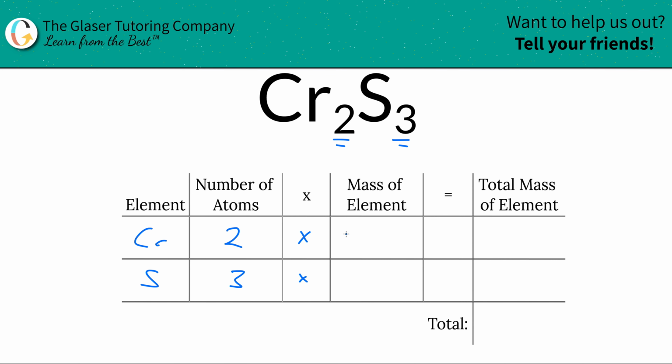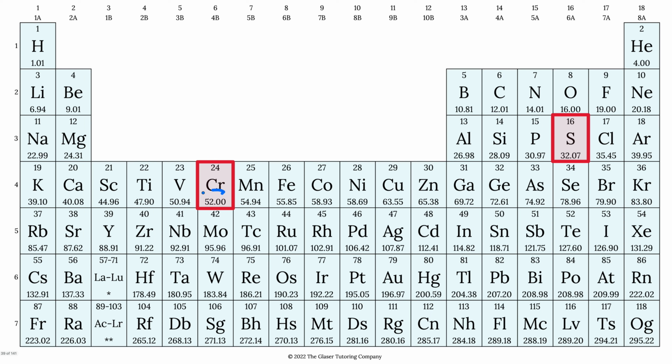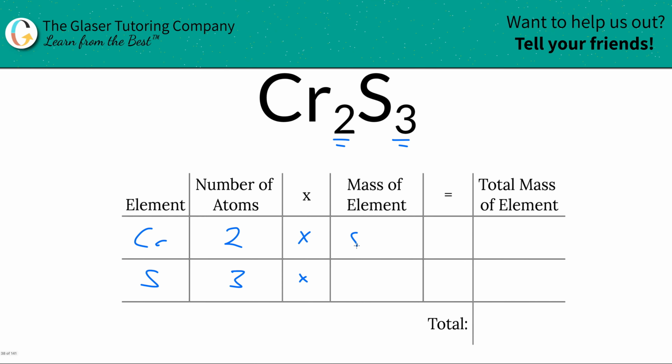Then what we're going to do is take those numbers of atoms and multiply them by the mass of each particular element. Where do we find those masses, you say? The periodic table, my friend. Chromium's mass is 52. Sulfur is 32.07. Those represent grams per mole or amu, depending upon if you're finding molar mass or molecular mass. So let's write them down. 52.00 for chromium, and then we have 32.07 for sulfur.